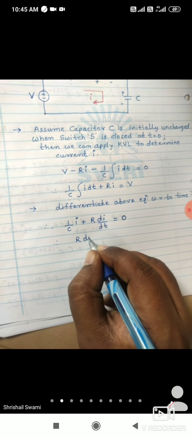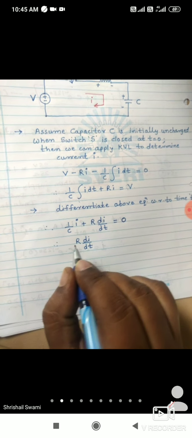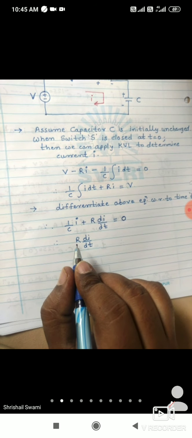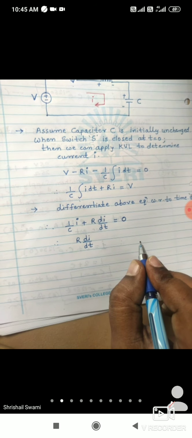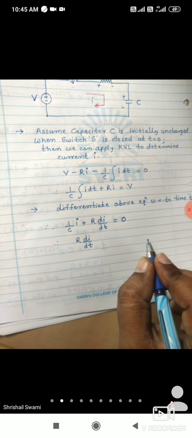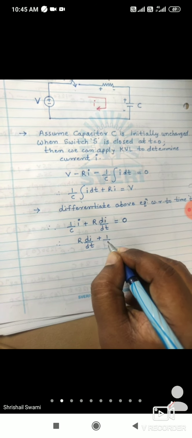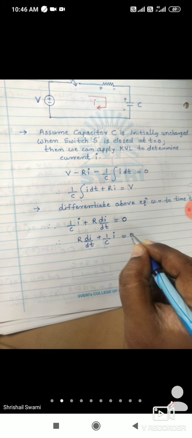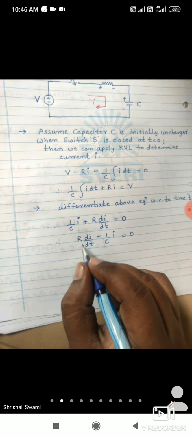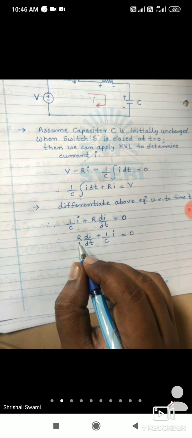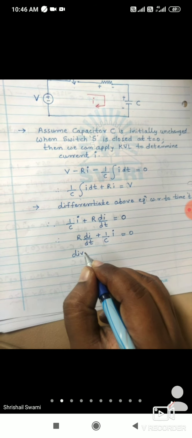Okay, so I will write the proper R into di by dt, because any differential equation we write in the decreasing order of their derivative order. So R into di by dt plus 1 upon C into I is equal to 0. For the higher order differential term, the coefficient should be 1. So divide both sides by R.